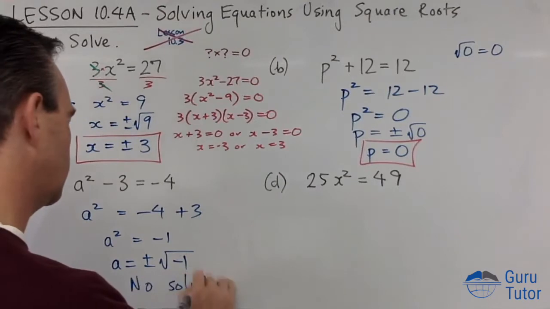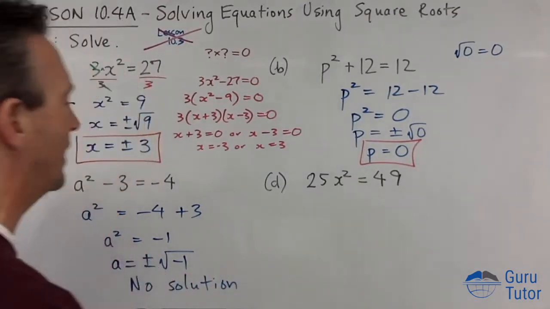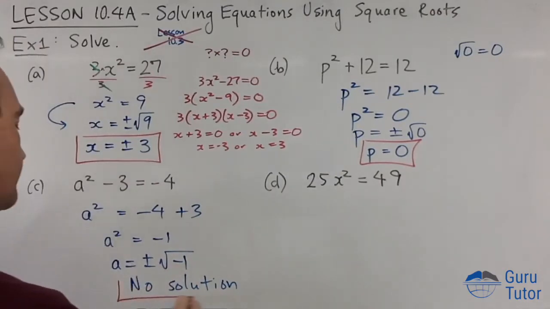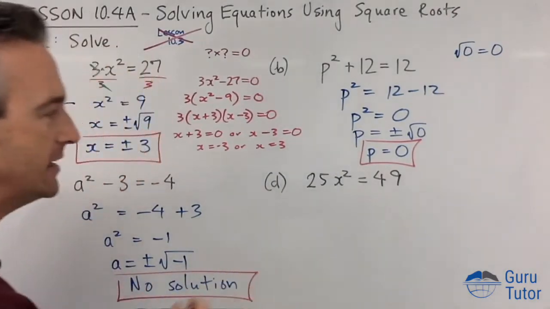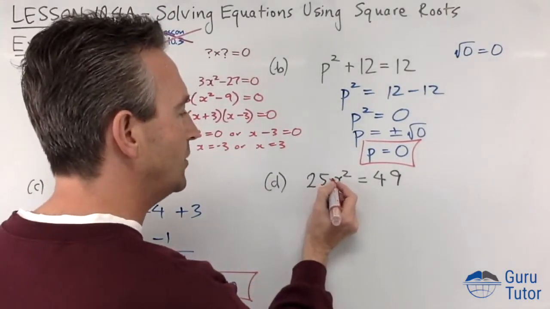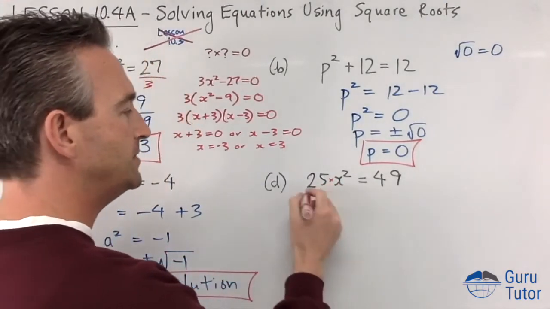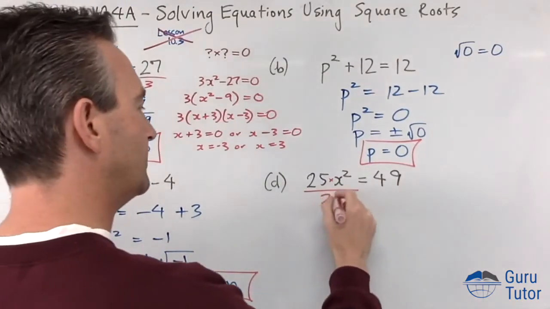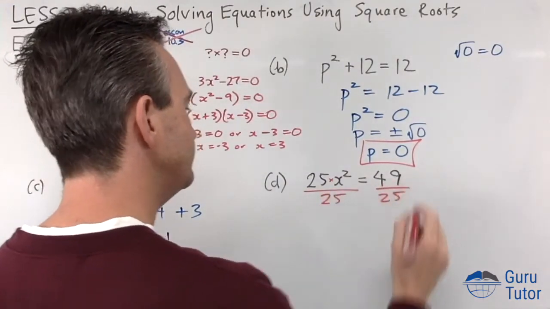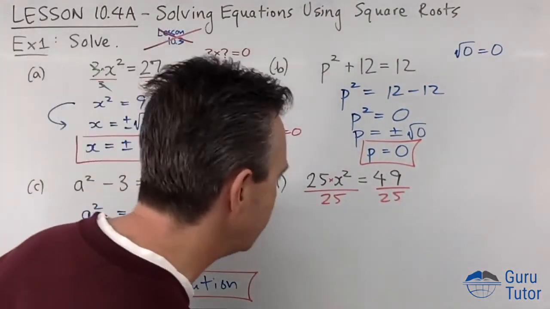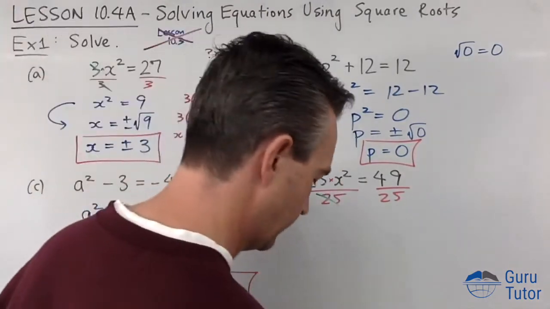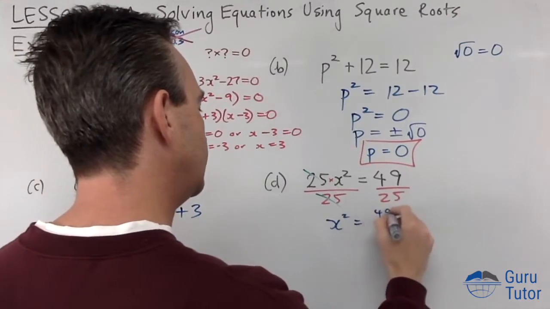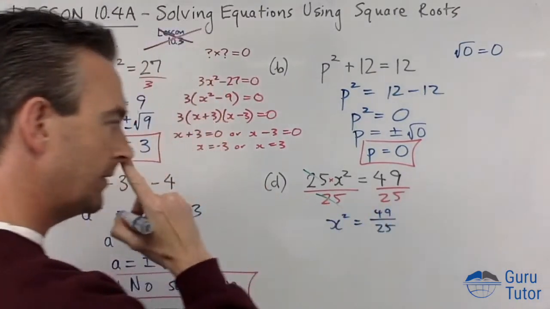No solution. So whenever you get the radical of a negative, or a radical inside a negative rather, you're going to get no solution. D, a little harder. Okay, we just want to get x squared alone again, so we've got 25 times x squared. How do we undo 25 times something? We divide by 25. 25's cancel, leaving us with x squared equals 49 over 25.